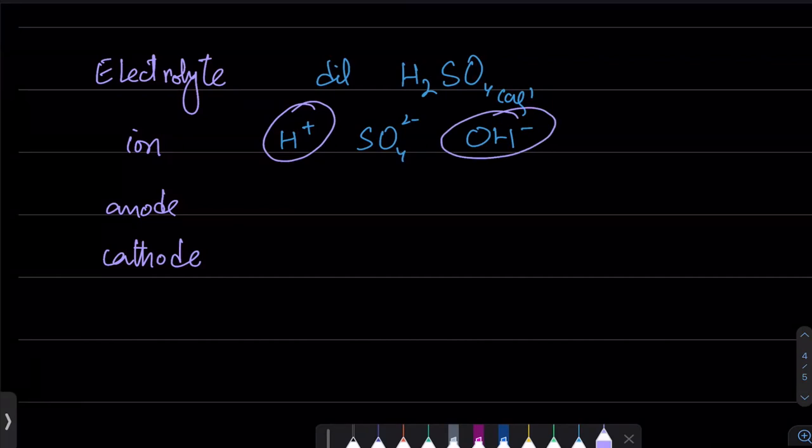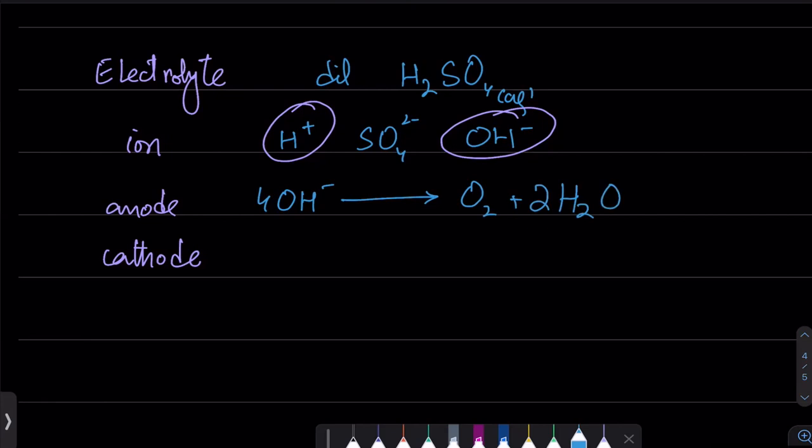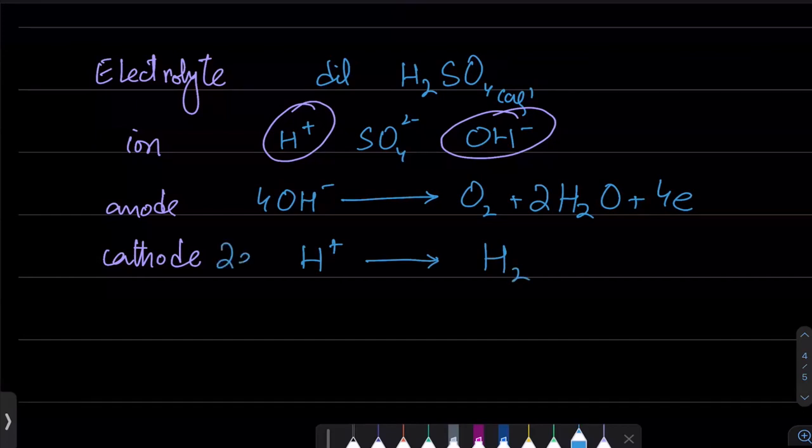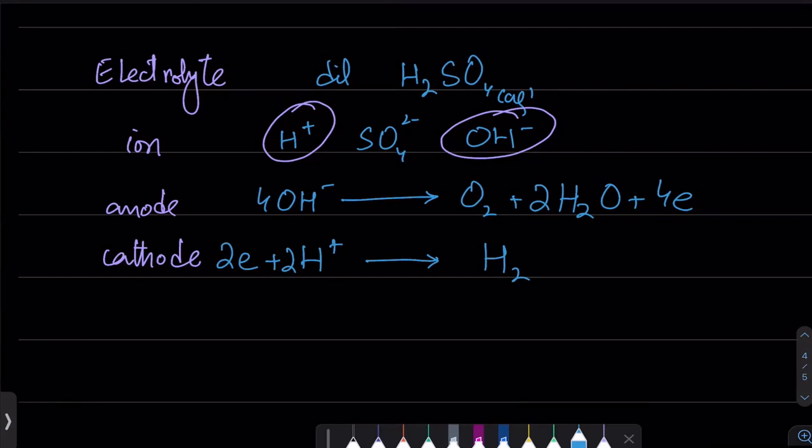So based on this, we can clearly see ke hamare paas anode par, what will we get? We will get hydrogen gas. Sorry, oxygen gas. Kyun? Hydroxide hai, toh oxygen gas banega. Kaise? 4OH minus makes oxygen plus 2 water plus 4 electrons. Similarly, cathode par kya hoga? A hydrogen ion is gonna go. It will form hydrogen gas. Kaise? 2 electrons plus 2 hydrogen. And that is how you get this situation.